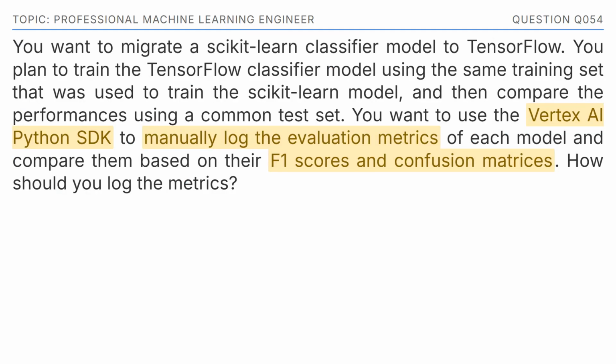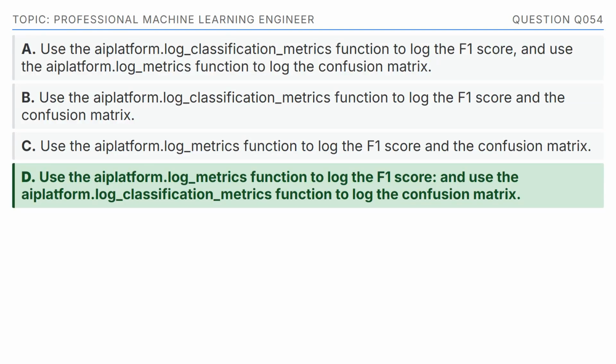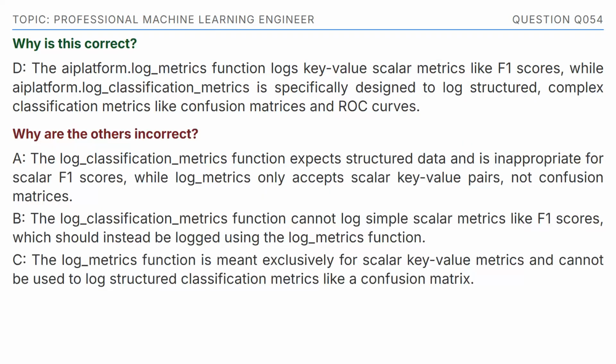To arrive at the correct answer, we focus on the keywords: Vertex AI Python SDK, manually log the evaluation metrics, F1 scores, and confusion matrices. The correct answer is option D, use the aiplatform.log_metrics function to log the F1 score, and use the aiplatform.log_classification_metrics function to log the confusion matrix. Why is this correct? D. The aiplatform.log_metrics function logs key-value scalar metrics like F1 scores, while aiplatform.log_classification_metrics is specifically designed to log structured, complex classification metrics like confusion matrices and ROC curves.